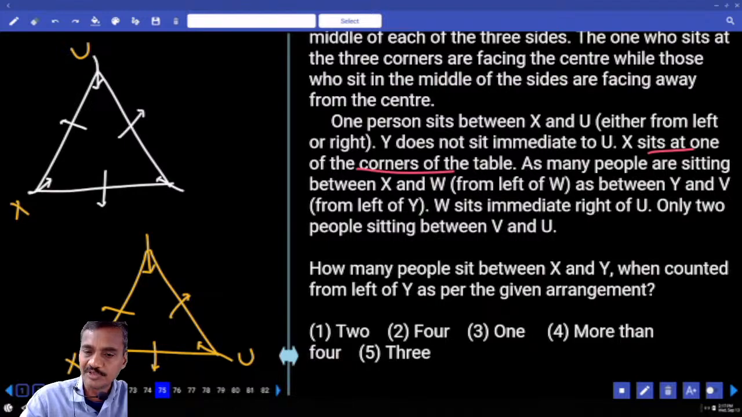And the next one, as many people between X and W as between Y and V. X and W, Y and V, we need to have an equal number of persons. The next one, X and W, Y and V.